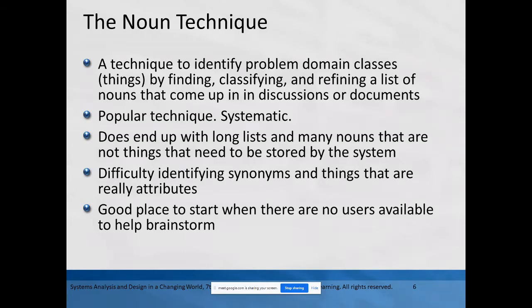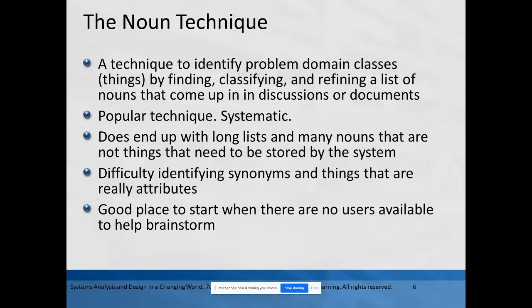Difficulty identifying synonyms and things that are attributes. Synonyms are just, okay, I have these two things that different people described with different words, but they're actually talking about the same thing, and sometimes that can be tough to figure out. And then the last one is extremely important, and that's confusing entities or domain classes with attributes. If you're not familiar, an attribute is essentially a field within an entity or domain class.